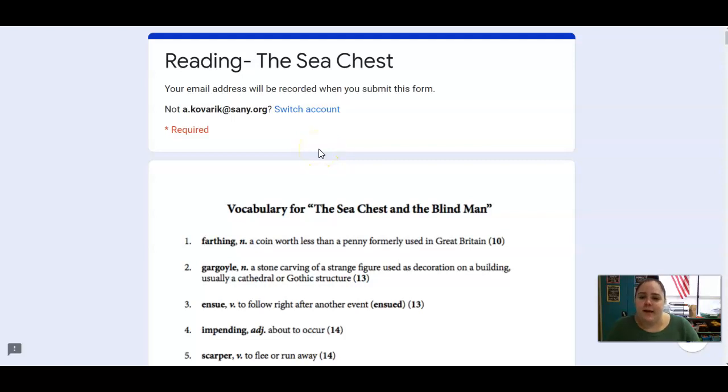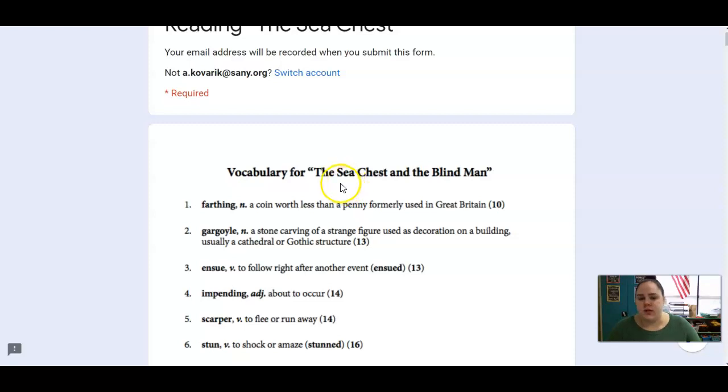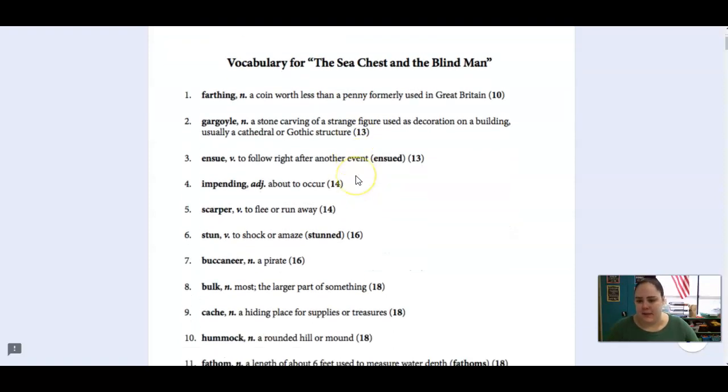Hi, Adams. We're on Unit 8, Lesson 2 today, and we're going to read Chapter 2, which is called The Sea Chest and the Blind Man.